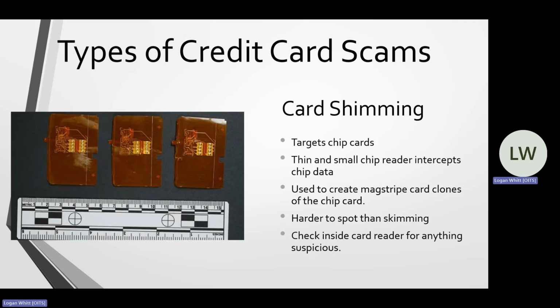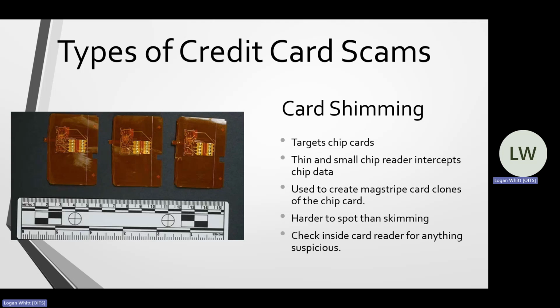Card shimming works almost exactly the same way as skimming, except it reads the chip data on a credit card. And through the information the chip gives, it is able to receive enough data to create magstripe clones of the card. These shimmers are extremely thin and small, making them difficult to spot in a payment reader. So, to protect yourselves from shim scams, check the inside of payment terminals for anything suspicious before using them.